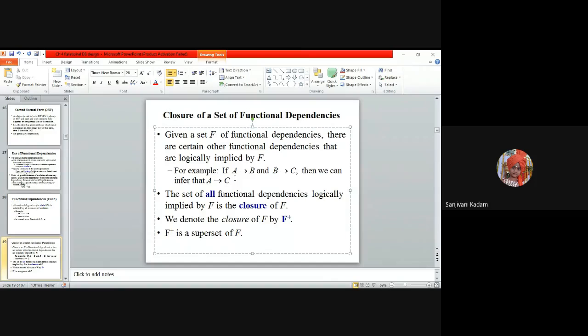If we apply those rules and calculate the complete set of functional dependencies, then that set is called the closure of F. Here F is a set of functional dependencies, and within F we apply logically implied rules, and the complete set we get is called the closure of F. We denote the closure of F by F plus, and F plus is a superset of F. So the closure of F means the set of all functional dependencies logically implied by F. Read this definition for a minute, then we will go to the next example.